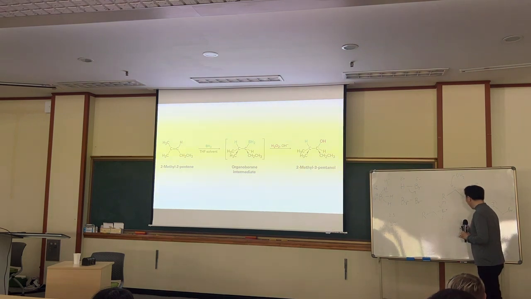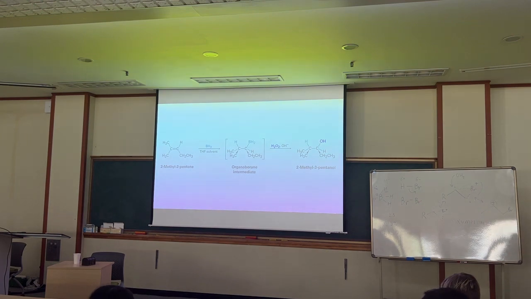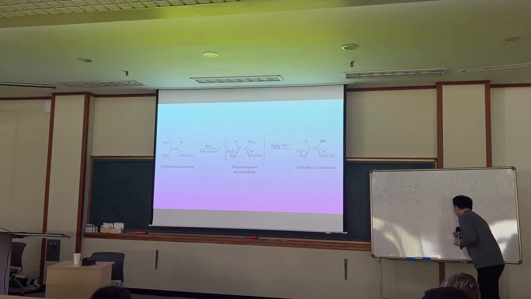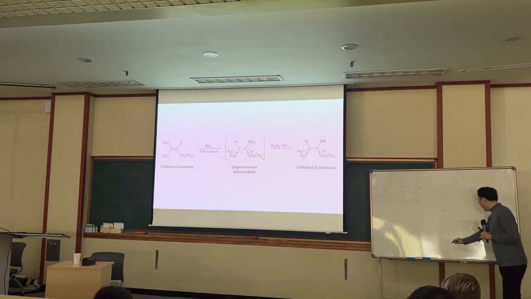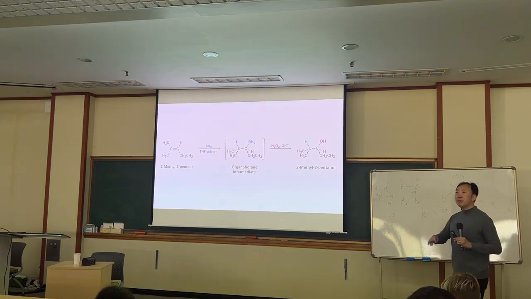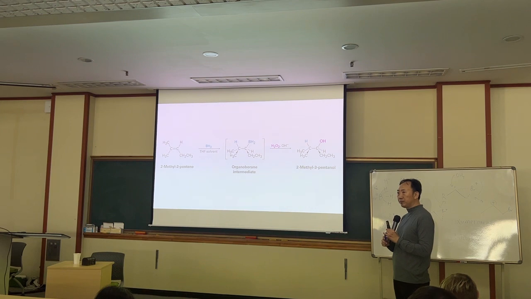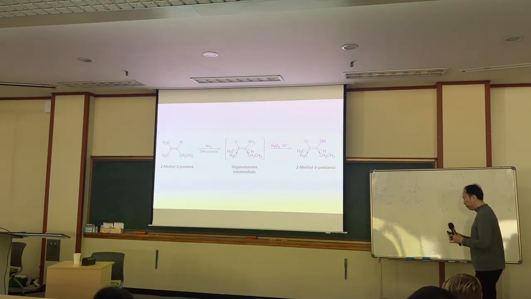So the first reaction we call oxymercuration. Oxygen and mercury are added together: oxymercuration. The second reaction we call hydroboration. Hydrogen and boron are added first, and cleavage is done oxidatively. We'll see several examples further.